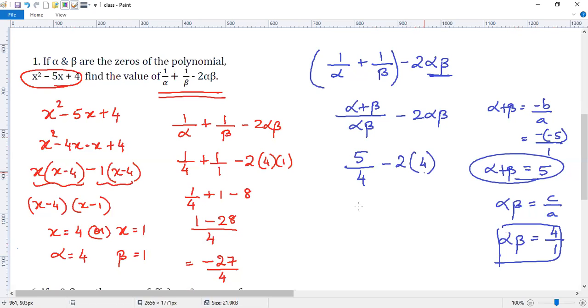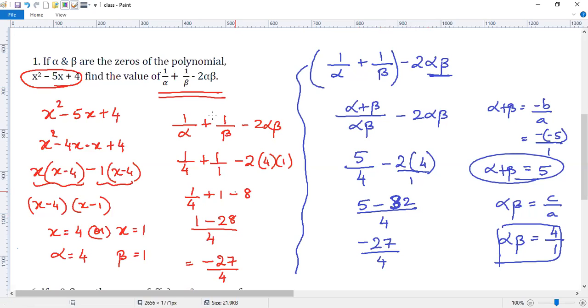So what is that you will get here? LCM I'm taking it as 4. I'll get it as 5 minus 2, 4 times it is 8. Correct? When you are taking an LCM into 4, 8 4 times, how much will it be? 32 you will get. Correct? So 32 minus 5. How much is that? That is minus 27. So minus 27 divided by 4. So this is one way of solving.